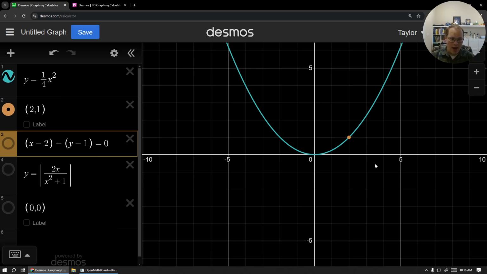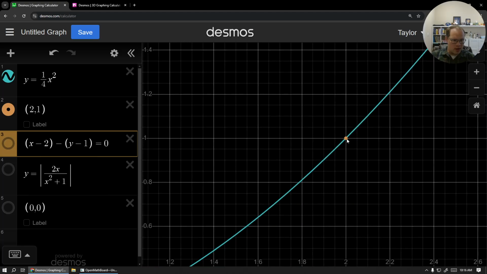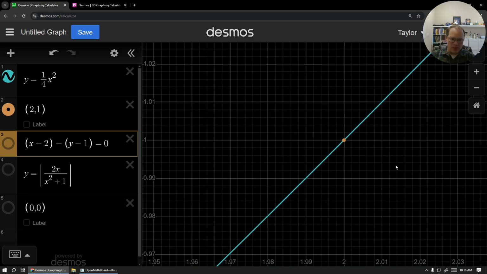Now, what happens when I zoom into this point? Notice what the curve starts to look like. Before long, it doesn't look like a parabola anymore, does it? It looks like just a straight line. This is a property of all single variable differentiable functions. If a function is differentiable at a point, if you could take its derivative, if you zoom in close enough, it will look just like a straight line.